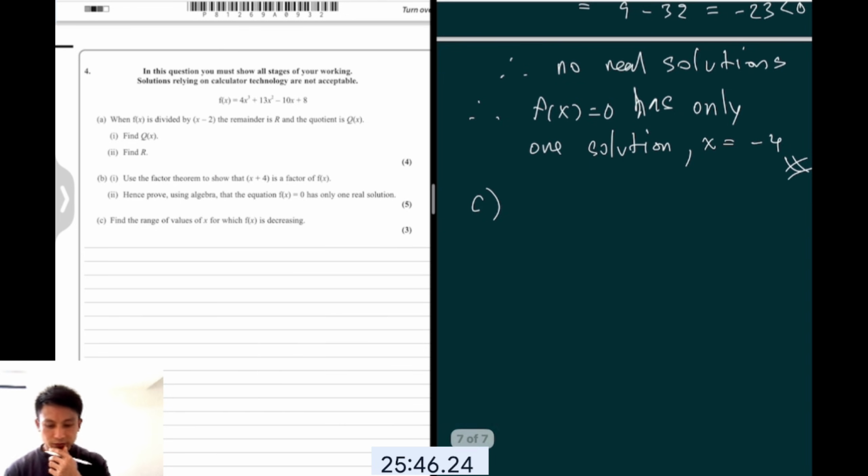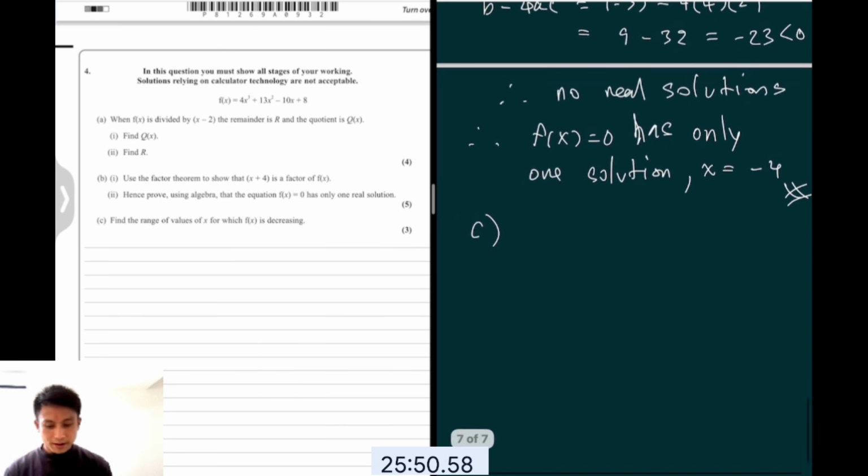Sorry. Part C. Find the range of values of x for which f(x) is decreasing. So f(x) decreasing means that the derivative is less than 0. The gradient is less than 0. If the gradient is greater than 0, then it's increasing. All right. So we need to differentiate first.